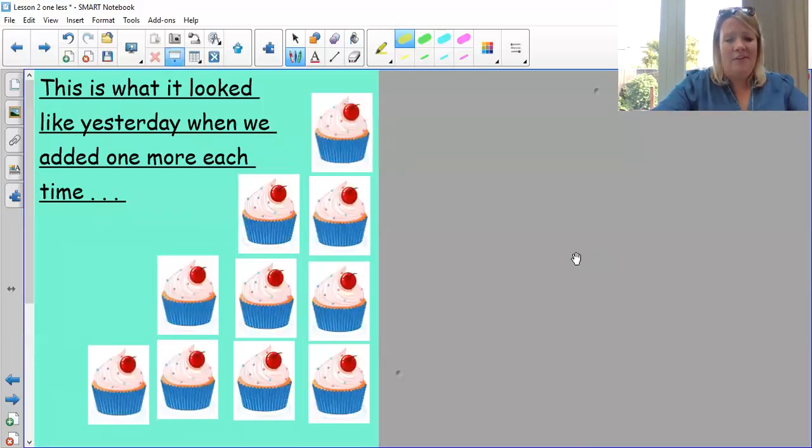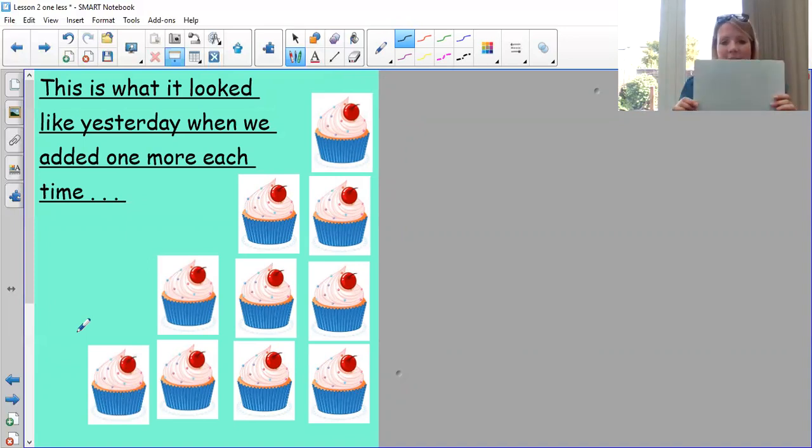So I've got a picture here of what we looked at yesterday, okay? And we looked at the cupcakes. With our cupcakes, we looked at what happened when we added one more each time, okay? And what we can do is this. We can start to write number sentences, okay? So when we looked at one more yesterday, we said, here's mine.